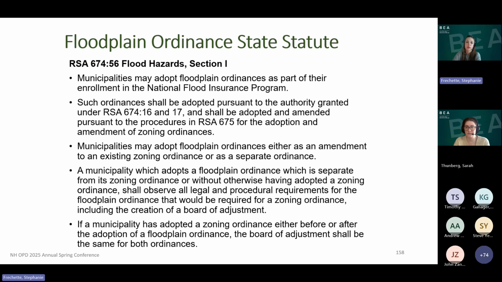Municipalities may adopt floodplain ordinances either as an amendment to their existing zoning ordinance or as a separate ordinance. The statute says that because the floodplain ordinance is a type of zoning ordinance, the municipality needs to have a board of adjustment associated with it. If a municipality has adopted a zoning ordinance either before or after the adoption of the floodplain ordinance, then the board of adjustment should be the same for both.